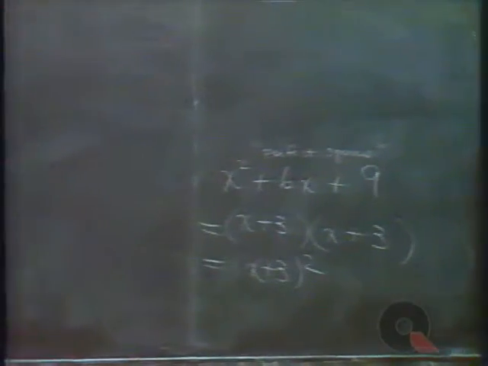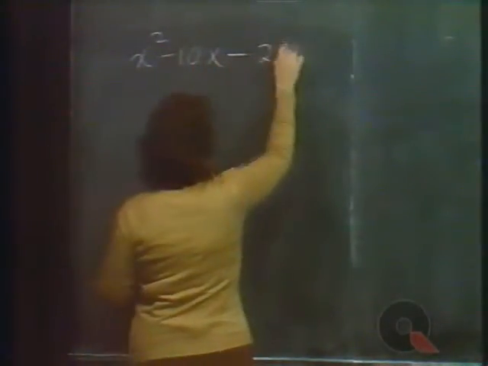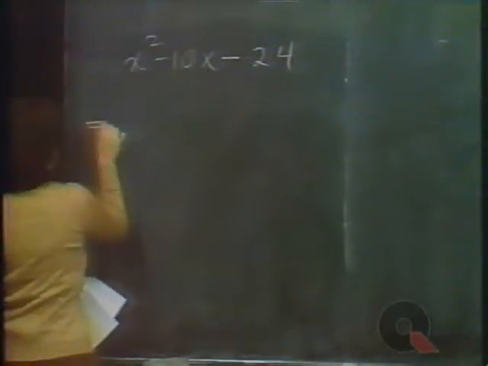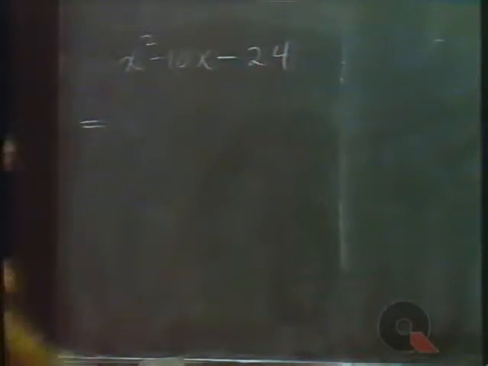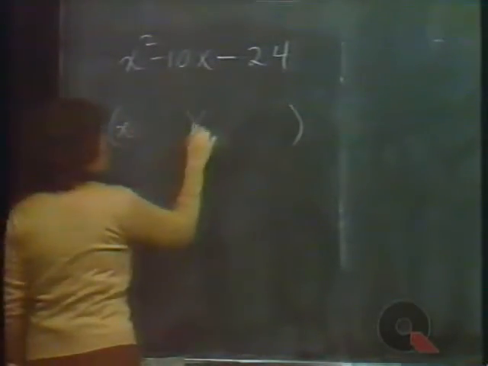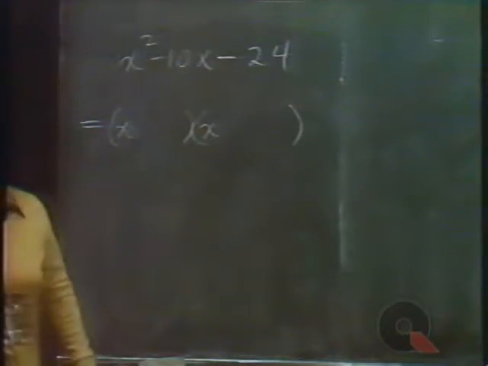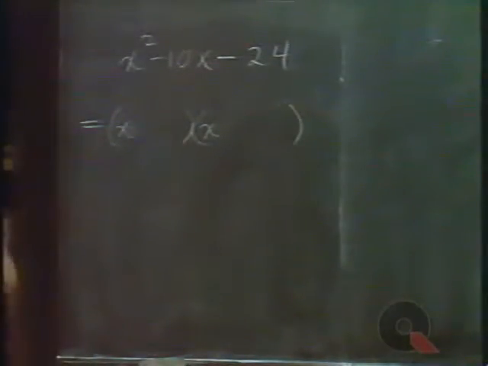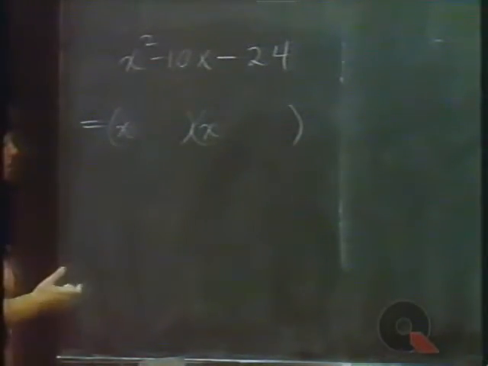Okay, let's try some more examples. How about x squared minus 10x minus 24? Looking for two numbers which multiply to minus 24 and add to minus 10. A lot of people looking at this right away think, oh, 4 and 6 multiply to 24, they add to 10, maybe that's it.